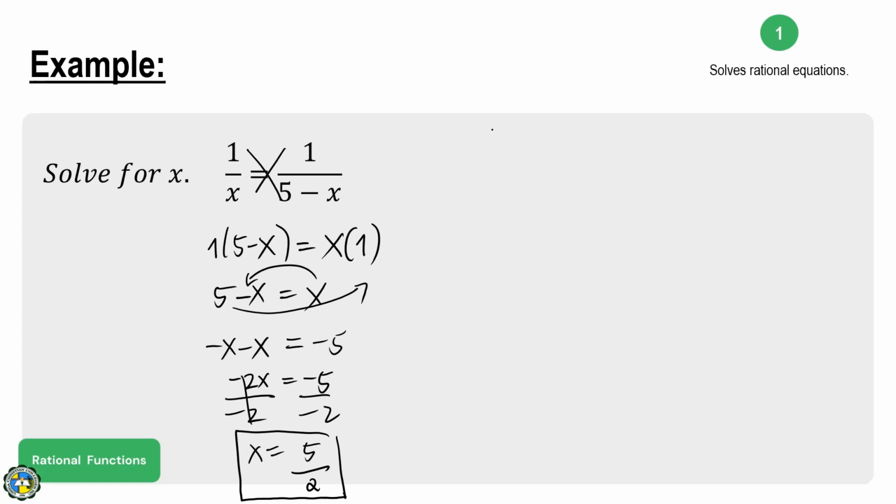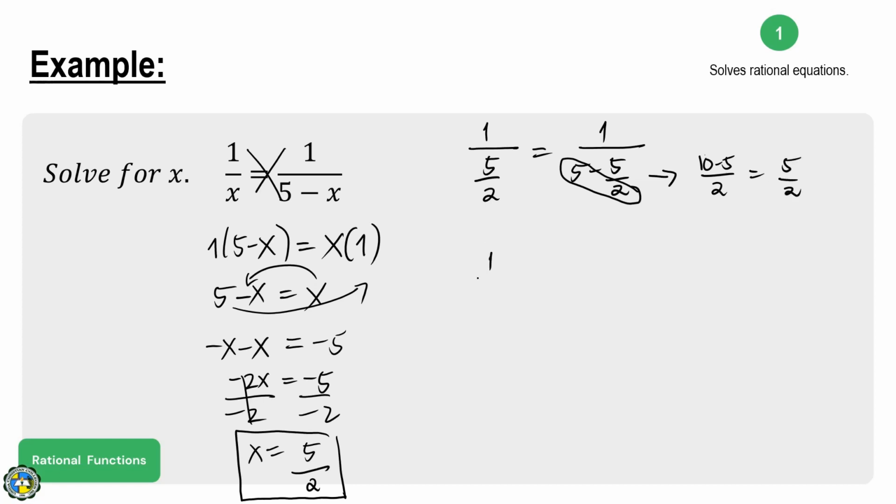And let's check po, no? 1 over 5 halves equals 1 over 5 minus 5 halves. Let's solve this first. Okay? Butterfly method lang uli. So, 10 minus 5 over 2 or 5 halves po. So, we have 1 over 5 halves equals 1 over 5 halves. So, as you can see, equal na agad sila dito. Kitang-kita pa lang. Pero again, let's have this in the simplest form by using the reciprocal method.